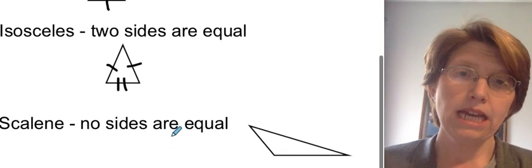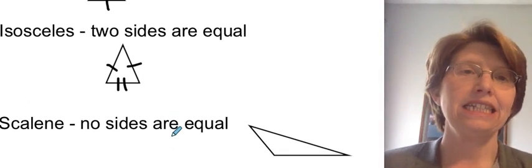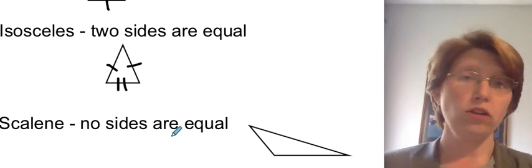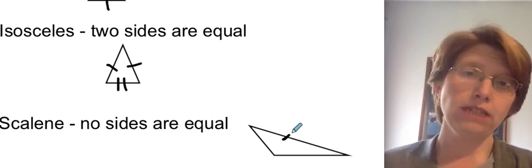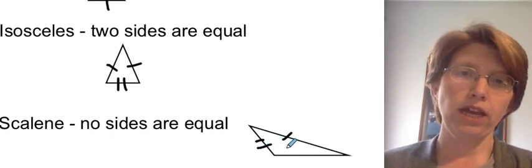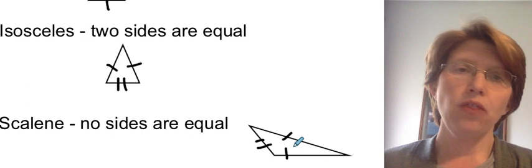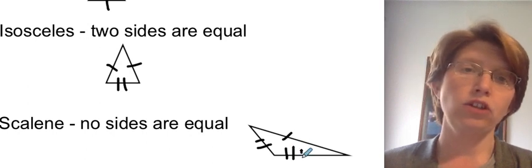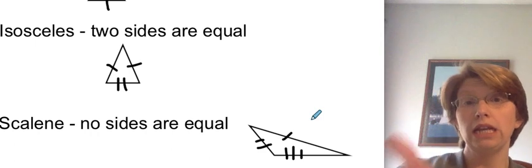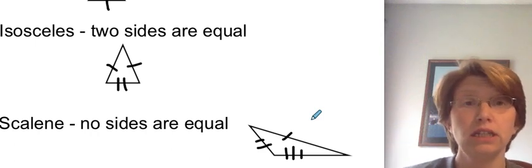The last way is scalene. Scalene. No sides are equal. So you might have a slash mark here, you might have 2 on this one, and then 3 on this one. The slash marks in no way tell you how long they are. It just lets you know, it's a quick sign to show you that they're all different, that none of them are the same.